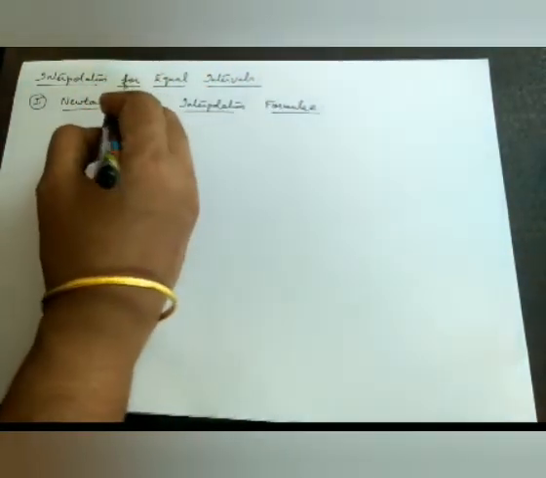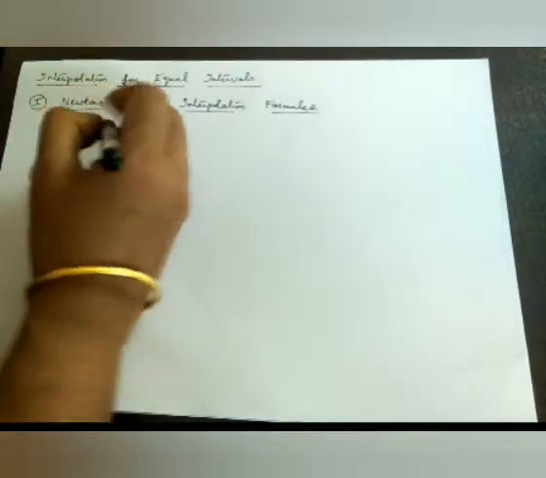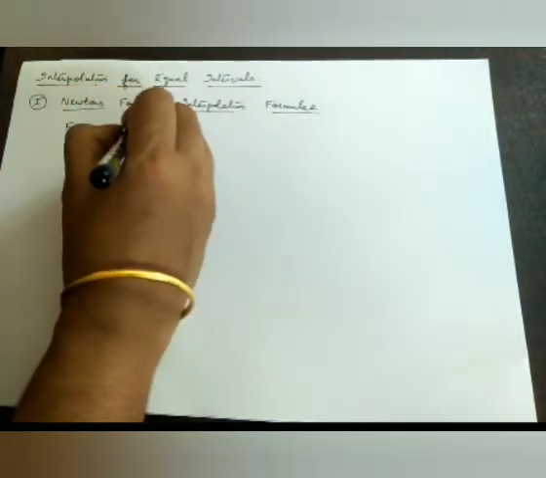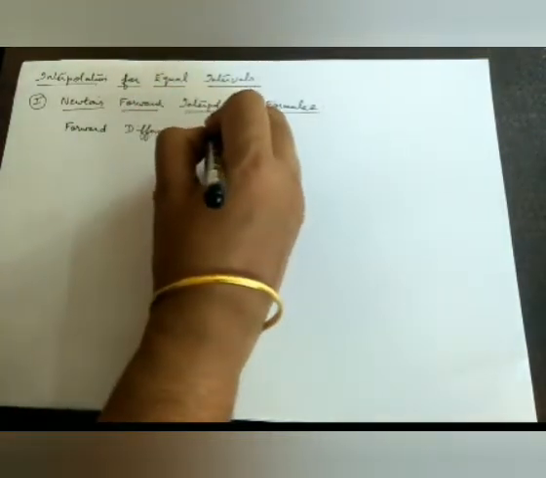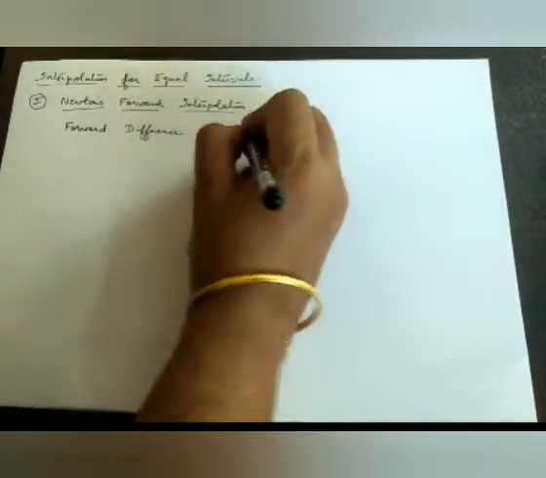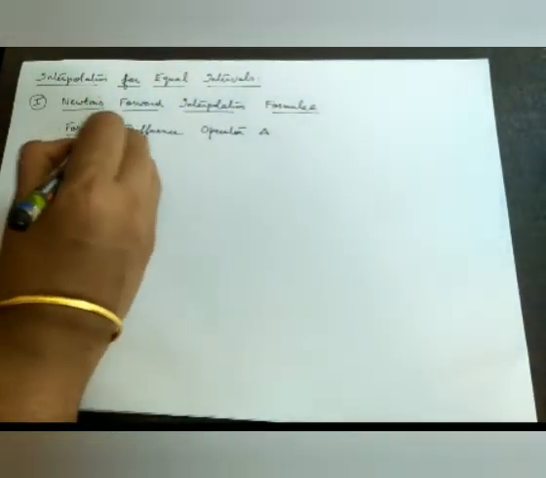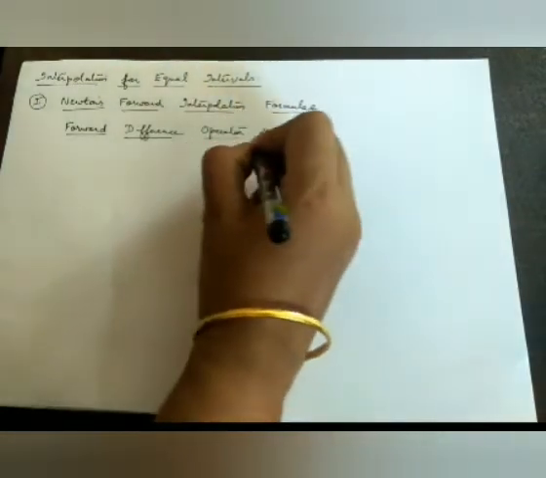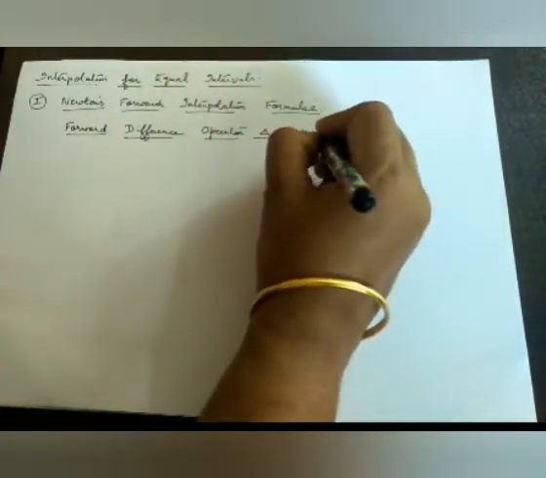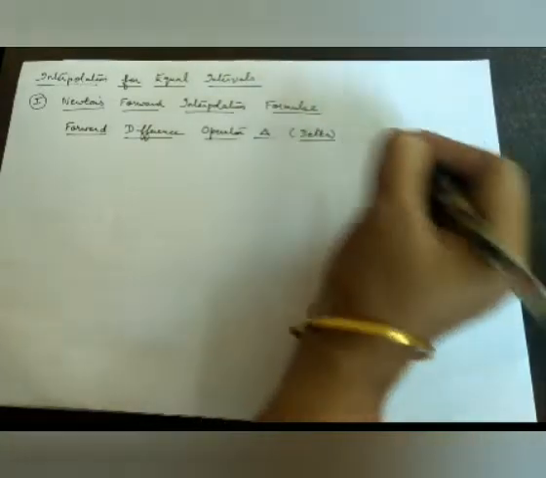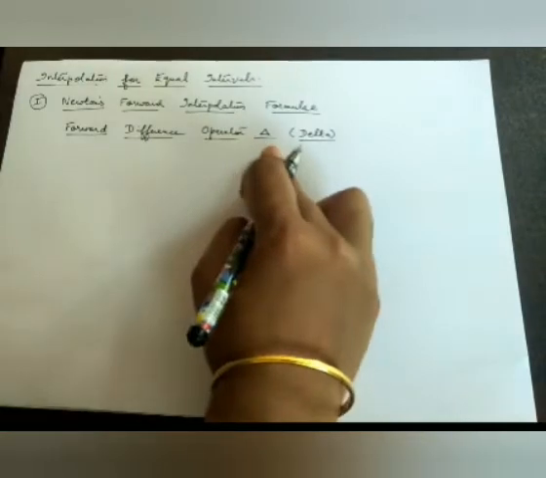In this case, first of all, I am defining an operator, the forward difference operator. It is denoted by the symbol delta. It is read as delta. I will write delta. First of all, I am discussing the forward difference operator.